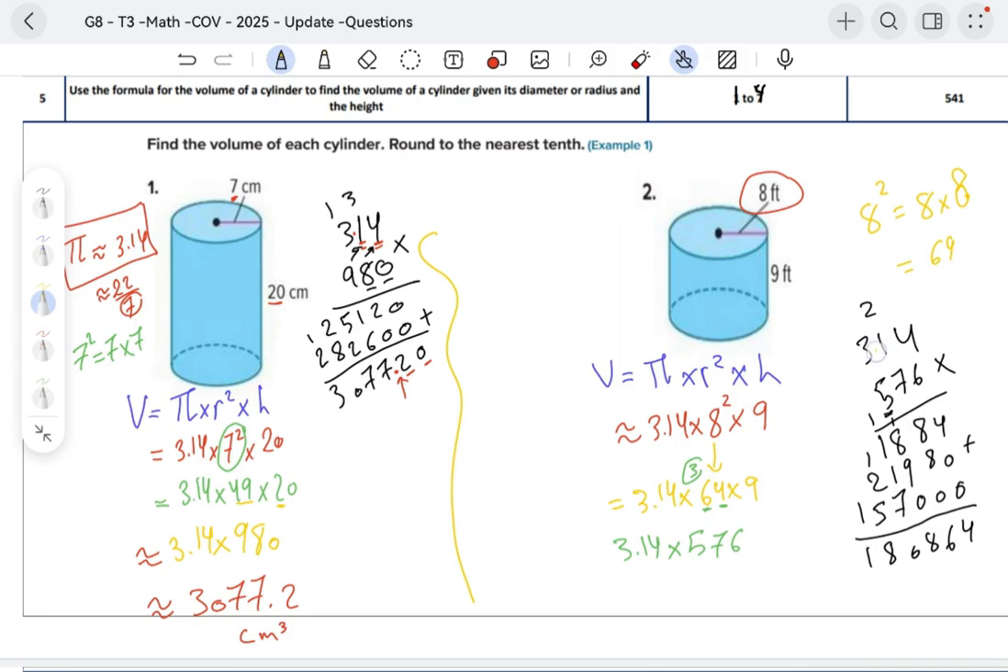In the question we had 2 digits in the decimal part, so also my answer should contain 2 digits in the decimal part. So the answer is 1808.64. But the question asked me to round to the nearest tenth. This is the nearest tenth. We have to look for the previous digit. Since it's less than 5, we're going to round it down. So the answer will be 1808.6, and the unit is feet cubed.